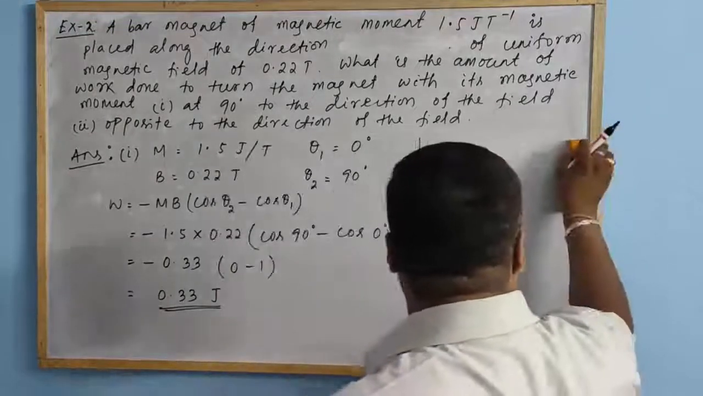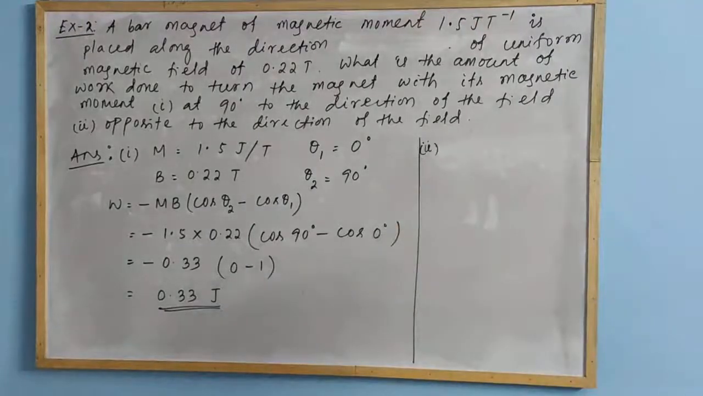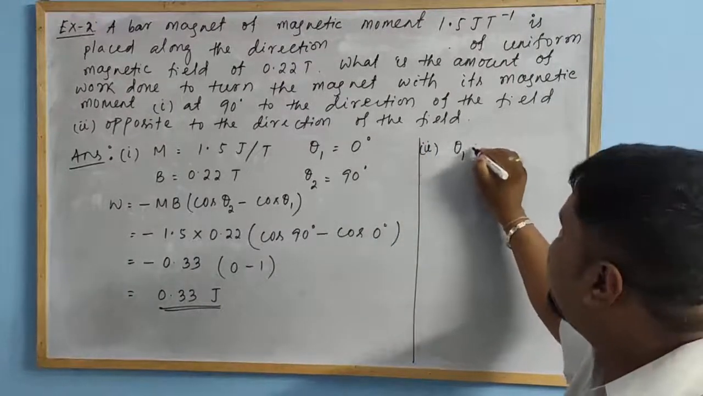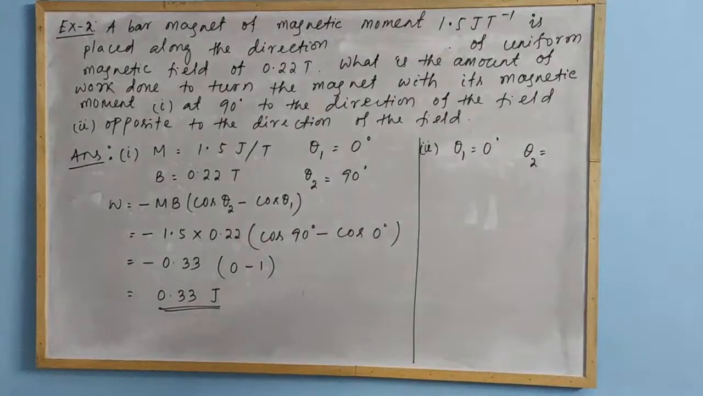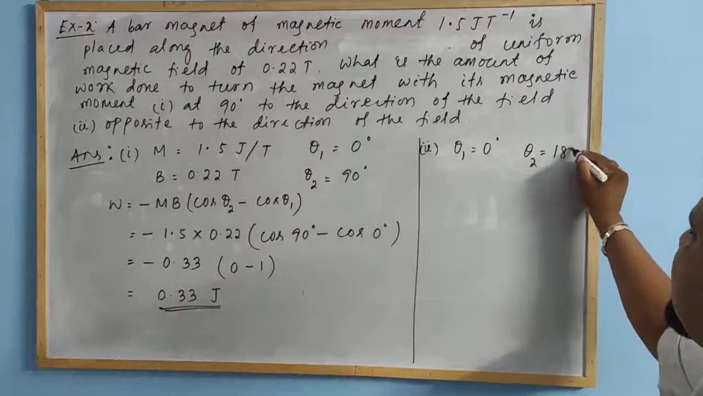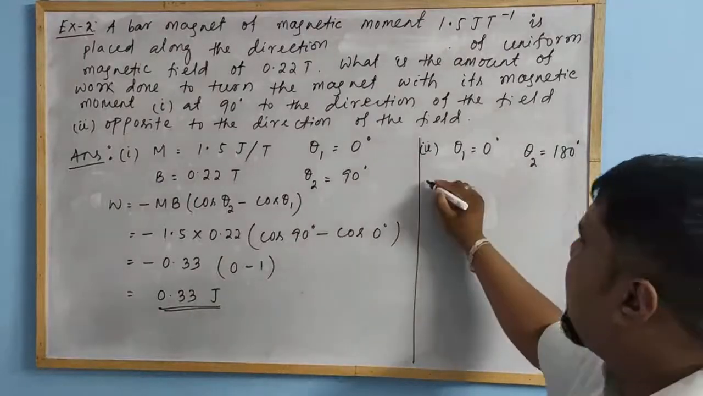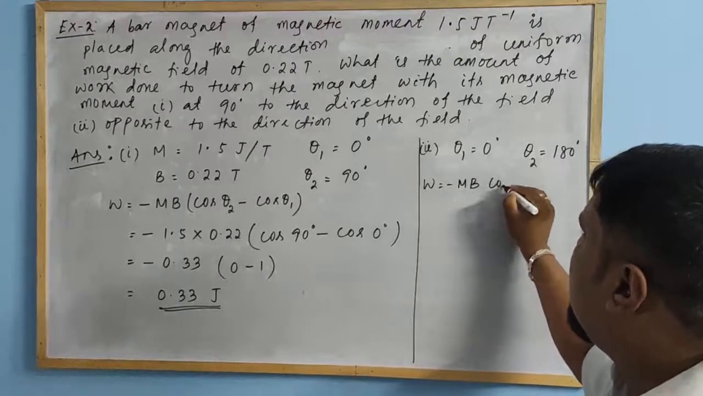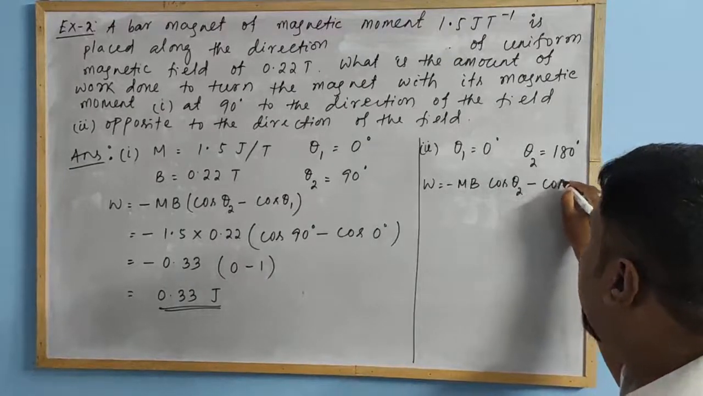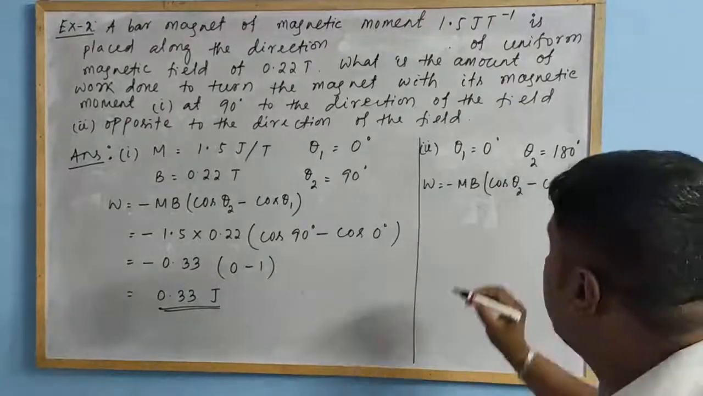Now come to the second part. In the second part, opposite to the direction of the field. Means here what will I take? Initially theta 1 is equal to 0. Theta 2, what will I take? Opposite to the direction of the magnetic field means it turned opposite, which means 180 degrees. Theta 2 is equal to 180 degrees. Now put the formula. W is equal to minus MB (cos theta 2 minus cos theta 1). Yes or no?